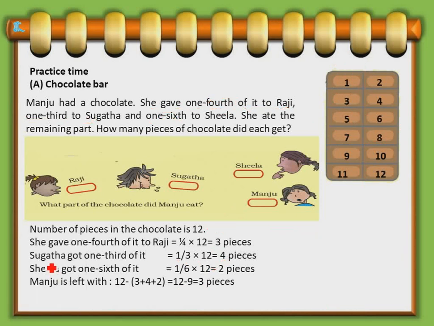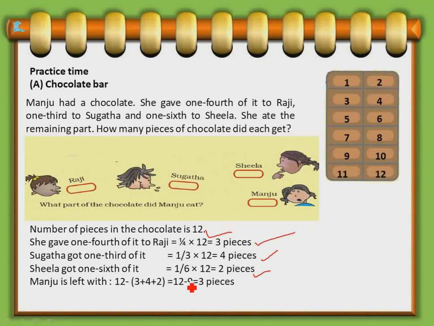Once again I'll tell you. See, the total number of pieces is 12. In that, 1/4 is given to Raji, that is 1/4 of 12, that is 12/4, that is equal to 3. Next Sugada got 1/3 of it, that is 1/3 of 12, that is 12/3, that is equal to 4 pieces. Next Sheila got 1/6 of it, that is 1/6 of 12, that is equal to 2 pieces. So how much is left with her? 3 plus 4 plus 2 is 9. So she distributed 9 pieces in all.